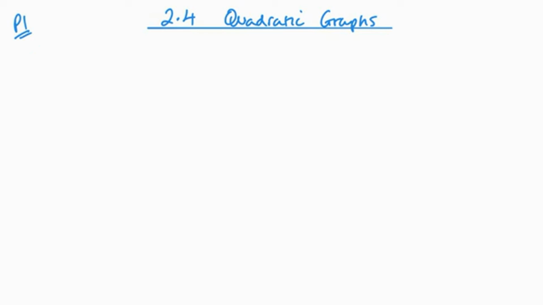be symmetrical. Okay, so if we've got a quadratic graph, it's going to be of the form ax squared plus bx plus c, and if a is positive, then we're going to have a U-shaped graph. Okay, when a is negative, then we're going to have a graph that is kind of like an N shape.